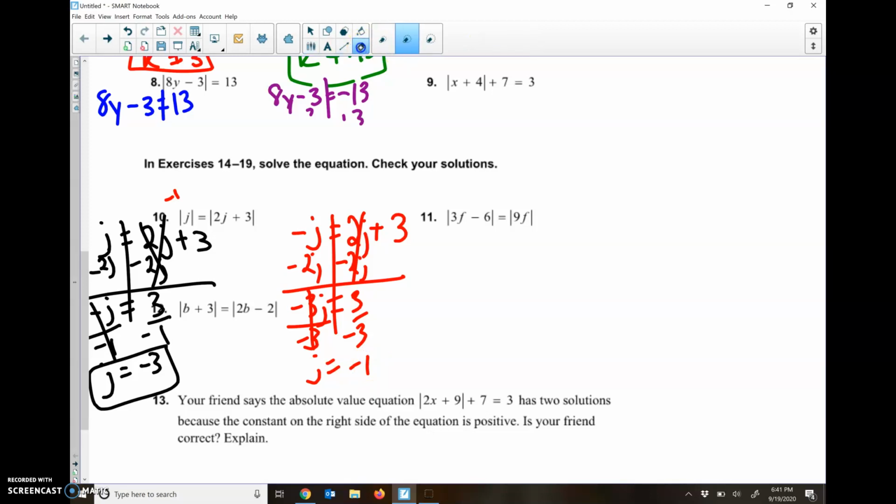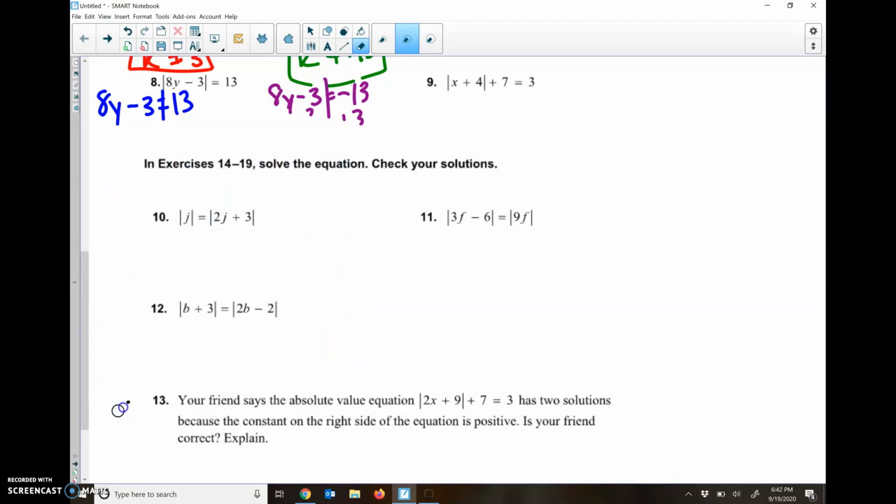All right, and then for the last problem, number 12. Okay, I got b plus 3 equals 2b minus 2. Okay, so it didn't change anything about that. And I'm going to do this one the harder way just to show us in case it ever comes up. I'm going to multiply the other side by -1. And you'll see why that's harder in a second.